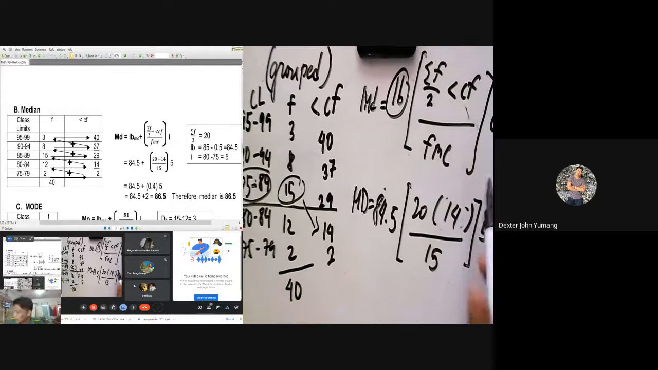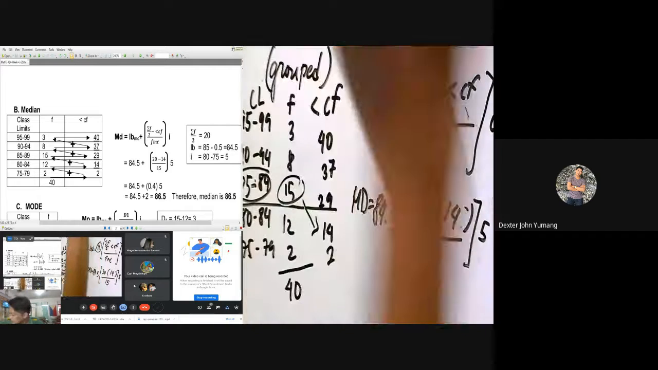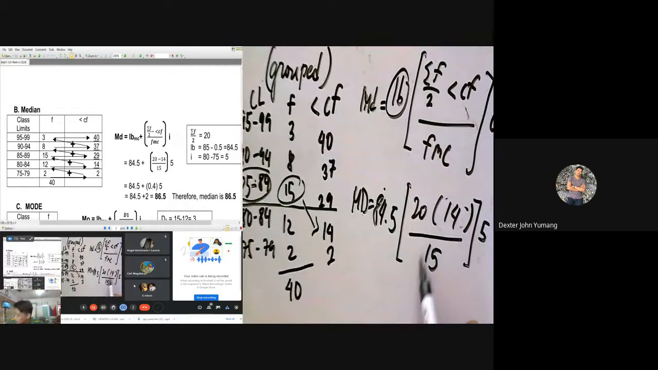So, pag i-multiply na natin siya, 20. 20 times 14 divided by 15 times 5 times 84.5. Ulitin ko. I-multiply mo na ang 14 at saka 20. Anong sagot nun? For example, calculator. So, 20 times 14. Ito na yun siya. The answer is 280. 280 divided by 15. So, divide natin siya by 15. That is 18.66 times 5. Times 5. That is 93.33.